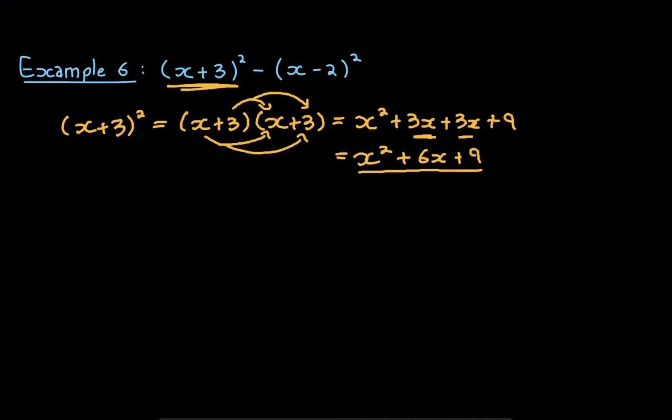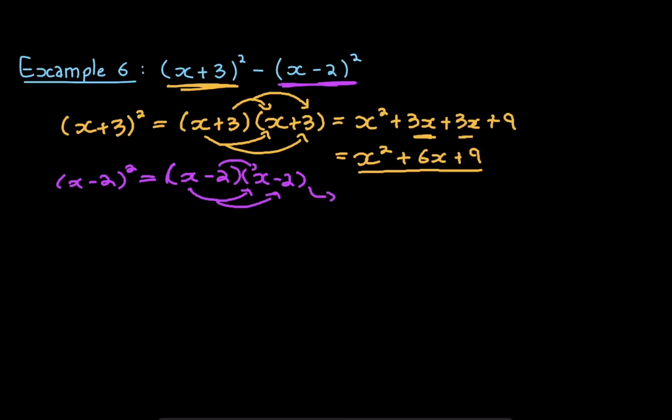Now let's have a look at x minus 2 squared. So x minus 2 squared is the same as saying x minus 2 times x minus 2. I'm just going to bring this down here. Now the same as before: x times x, x times -2, -2 times x, and -2 times -2. I cannot stress this enough: don't ignore the signs. The signs are very important. That is where most people go wrong.